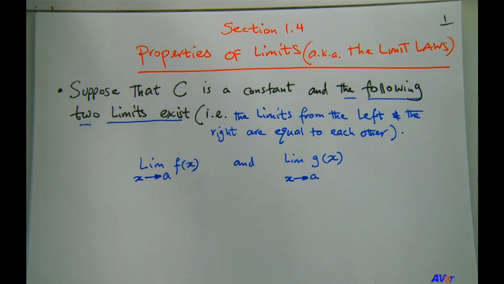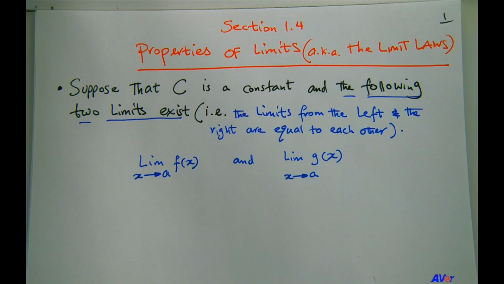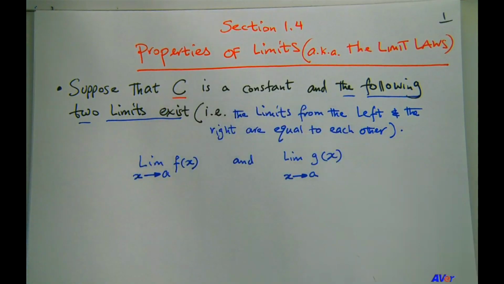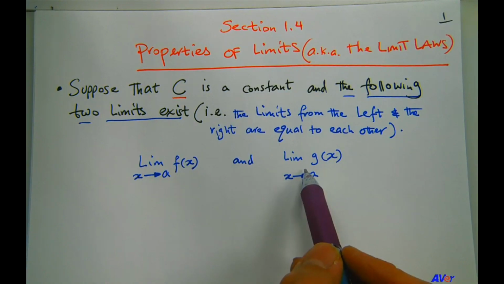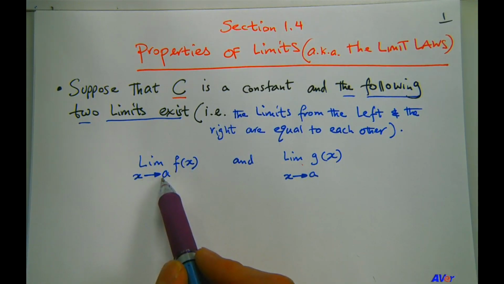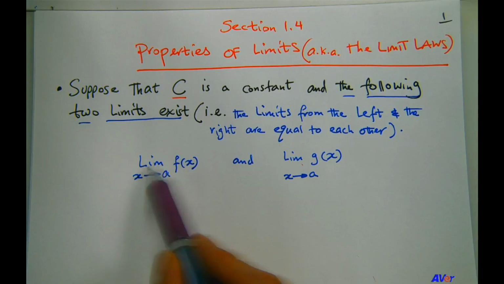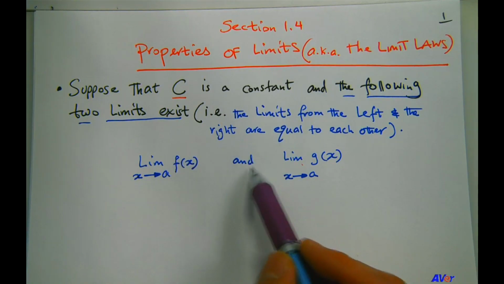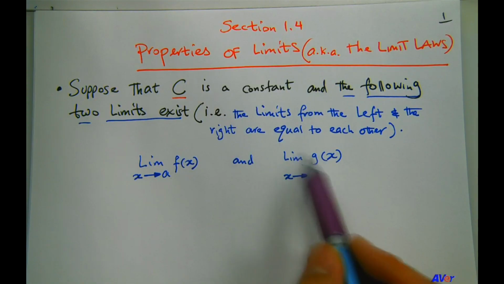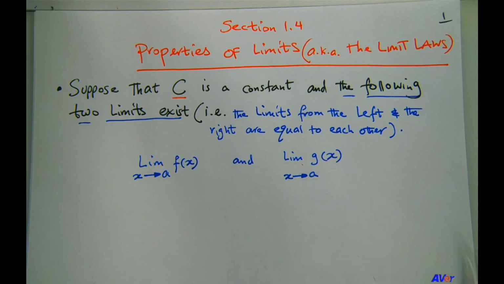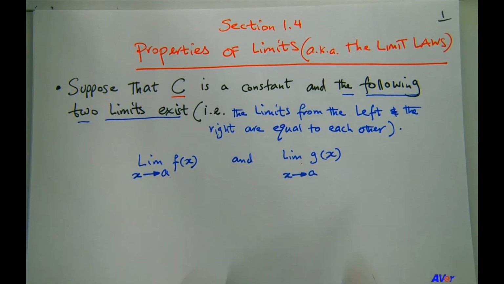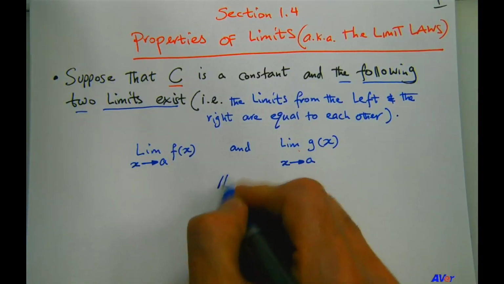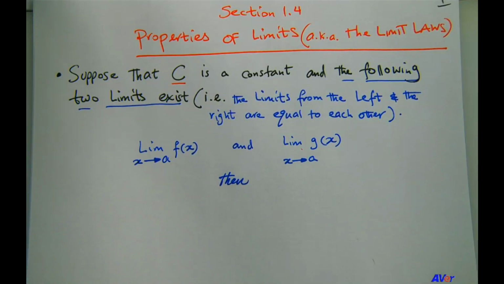So let's begin with this assumption: suppose that C, capital C, is some constant and the following two limits exist. When we say these two limits exist, we mean that as x approaches a from left and right, those two values are equal. Therefore, we can say the limit of the function f of x as x approaches a does exist. And we're going to assume the same thing for function g of x, that it does have a limit as x approaches a from left and right. If that's the case, then we can say the following properties for the limit of these two functions.